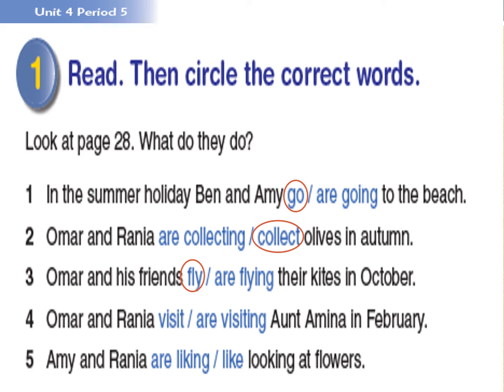4. Omar and Rania visit Aunt Amina in February. Visit. 5. Amy and Rania like looking at flowers. Okay? Now make sure that you circle the correct words.